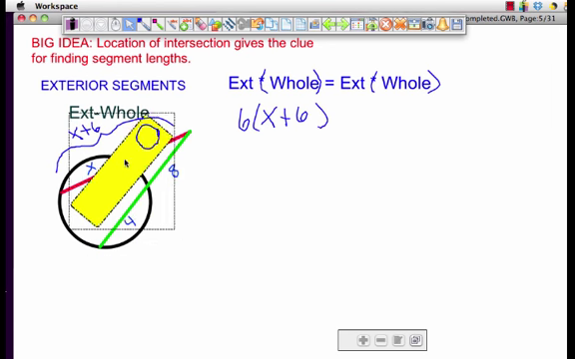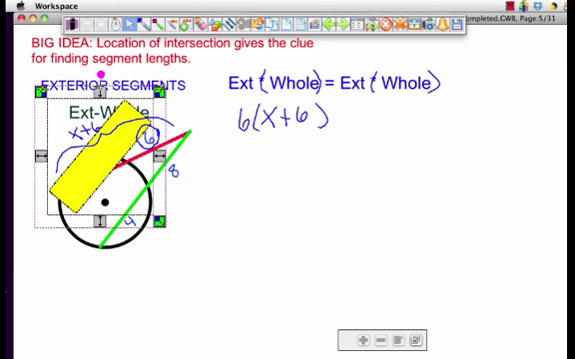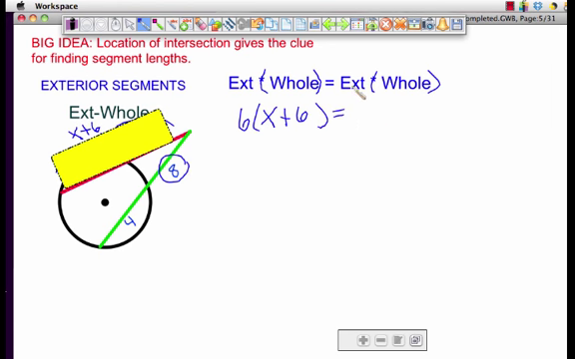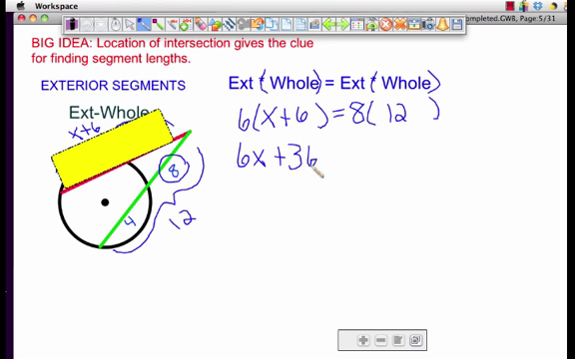Now take a look at the bottom one, at the green one. Ignore what's on top for a second, and just focus on that green part. What is the exterior piece of that green segment? Just the outside piece. It's 8. So the exterior piece is 8. Look at that green piece. What's the whole piece? 12. 4 plus 8 makes 12. So the whole piece is 12, and now all you have to do is algebra. All you have to do is solve it. Distribute 6 times x plus 6 times 6. That makes 36.